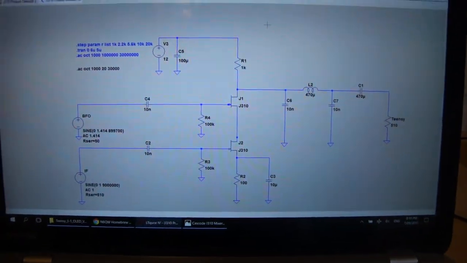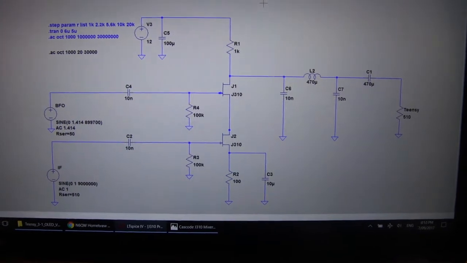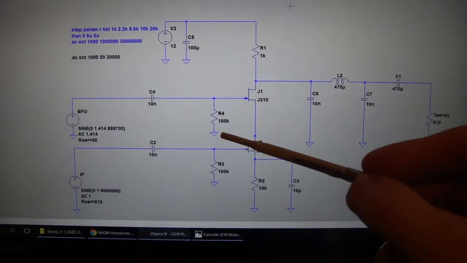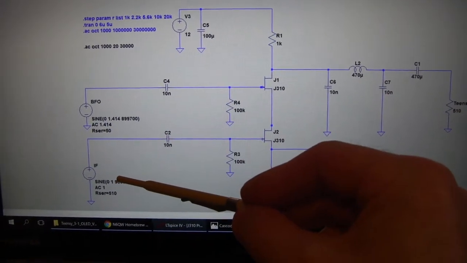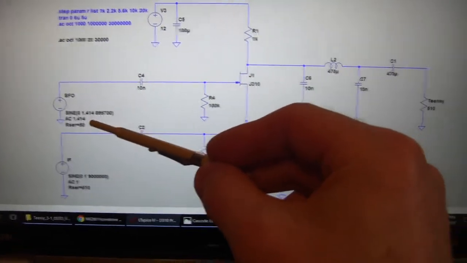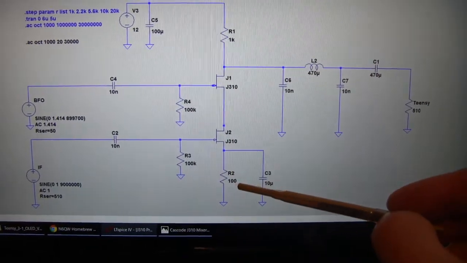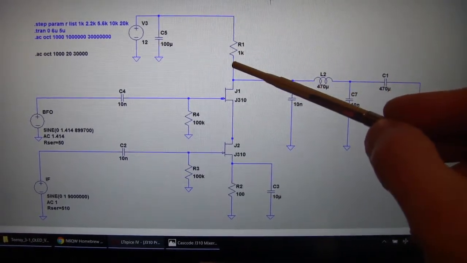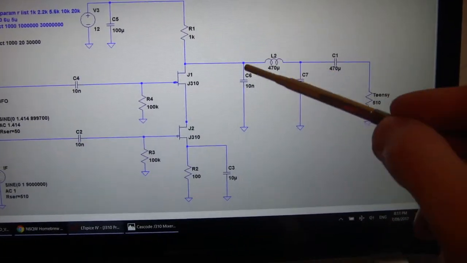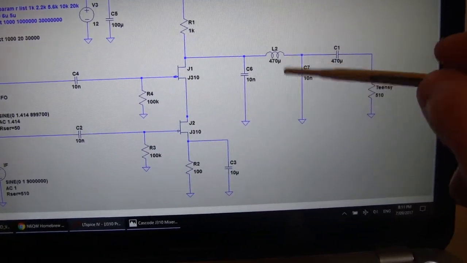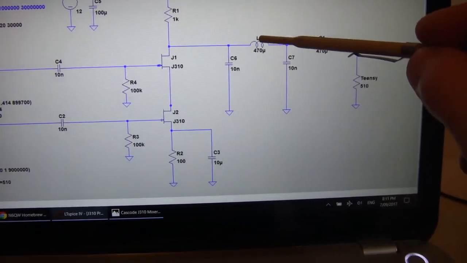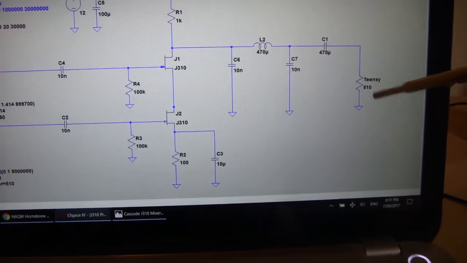In terms of the LTSpice, that was the circuit I finished up on. So again, there go the two JFETs with the 100K ohm resistors on their gates, and the 10 nanofarads, and coming in here is the IF and then the beat frequency, which is the fixed frequency being mixed. On that final drain, no longer an inductor, it's now a resistor, and then going through to a simple audio pass filter here. At the moment, this is quite good. I will show the simulation in a sec, and passing through to the Teensy.